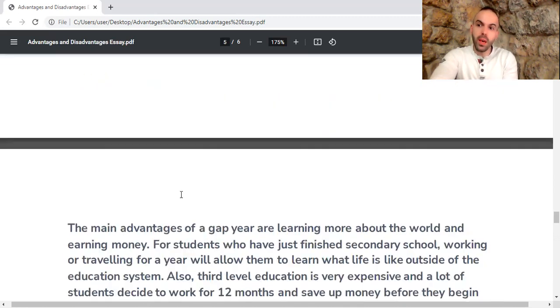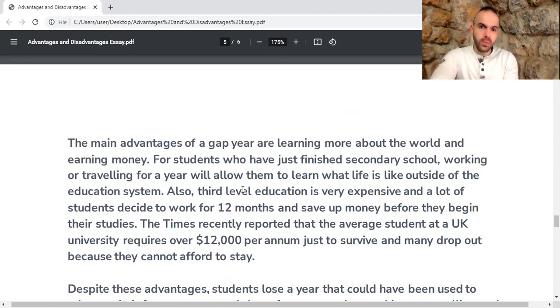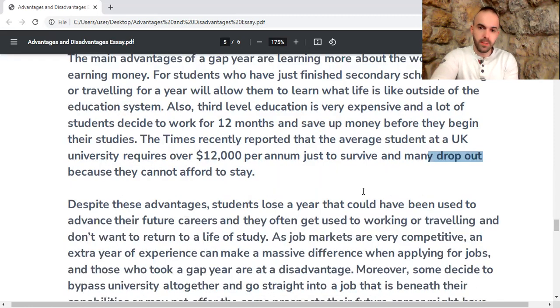Now let's focus on the verb tenses in here. As you can see, we have the passive form here, are advised, embarking on, working, traveling, will suggest, that's the future form. What else? Reducing motivation, okay. Let's focus on the words here. Will allow is the future. Who have just finished, that's the present perfect, have finished. Decide to, so that's actually present simple. What else do we have? Reported, that's the past simple. Requires, that's the present simple. Drop out, present simple, because it's a fact.